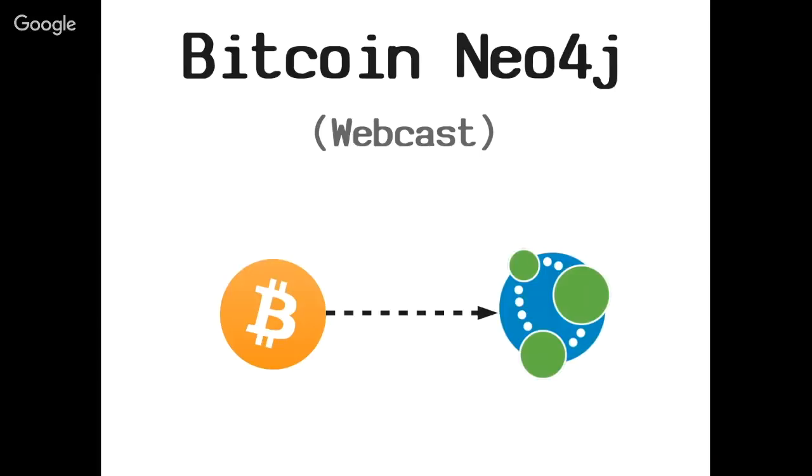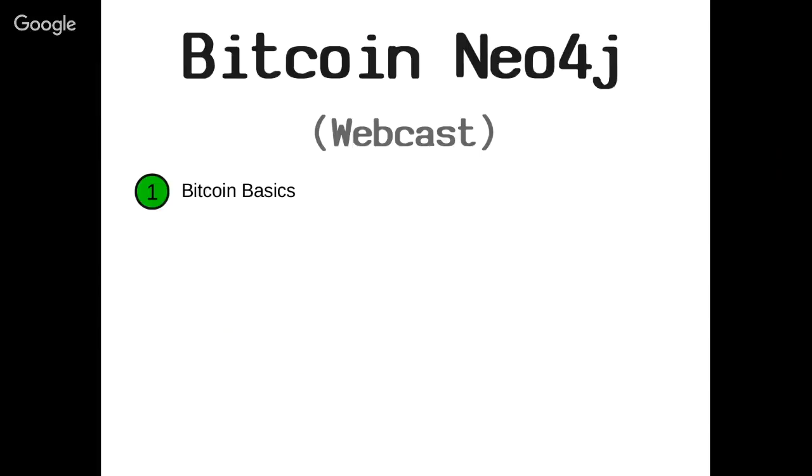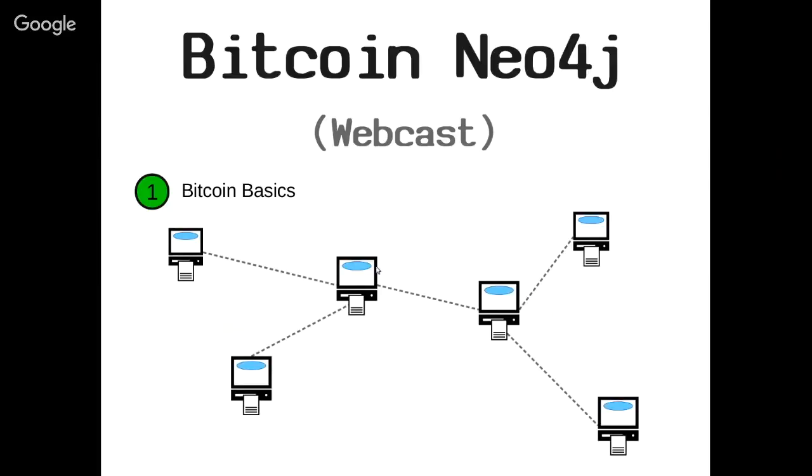I split this presentation up into 4 main parts. I'm going to start out with the Bitcoin basics, describing how Bitcoin works. Basically, it's just a computer program that runs on a computer, and it connects to other computers running the same program to create this Bitcoin network. And all they basically do is share this single file called the blockchain. And that's what I've put into Neo4j, this blockchain file.